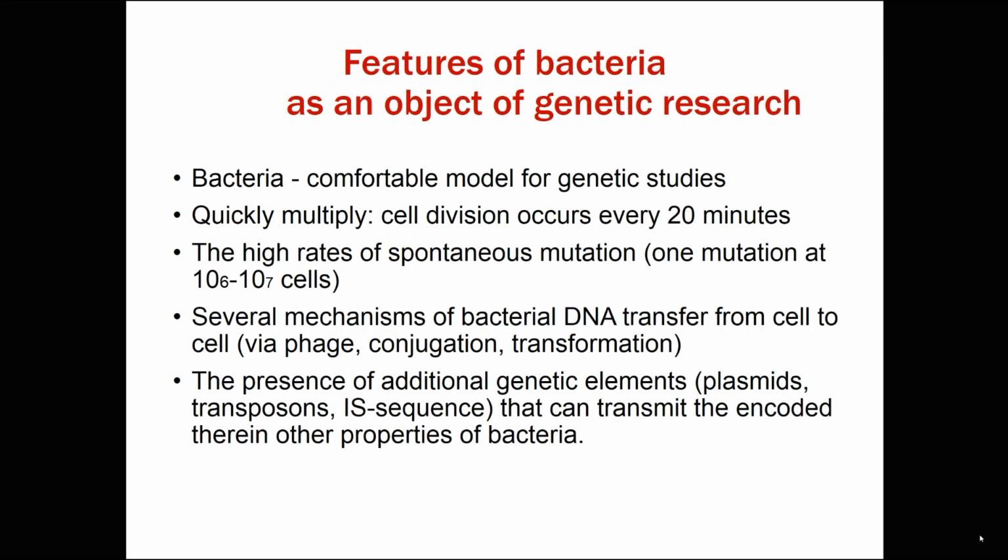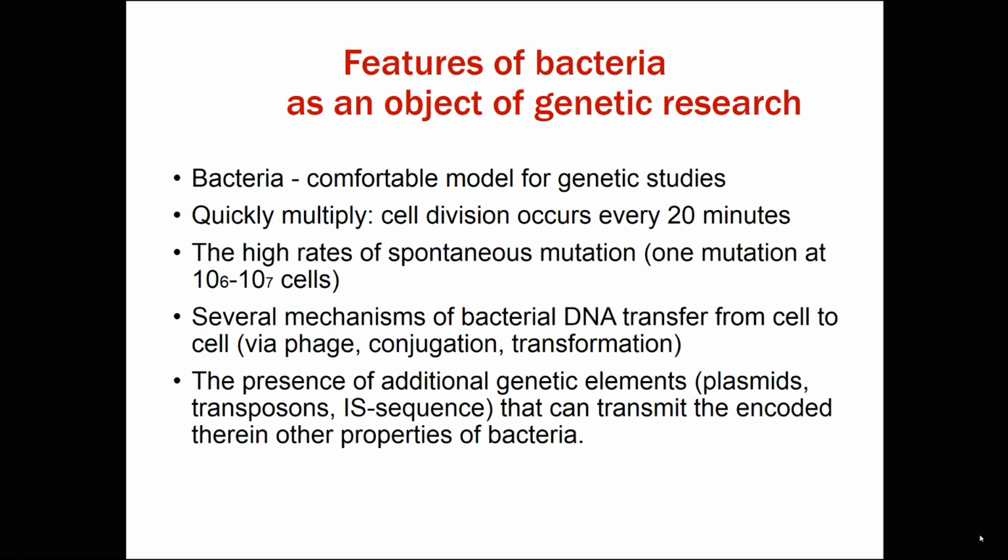Why do we use bacteria in genetics experiments? Because bacteria are a comfortable model for genetic studies. Bacteria multiply so quickly. Cell division occurs every 20 minutes. High rates of spontaneous mutation, one mutation per 1 million cells. Several mechanisms of bacterial DNA transfer from one cell to another cell via phage, conjugation, and transformation.